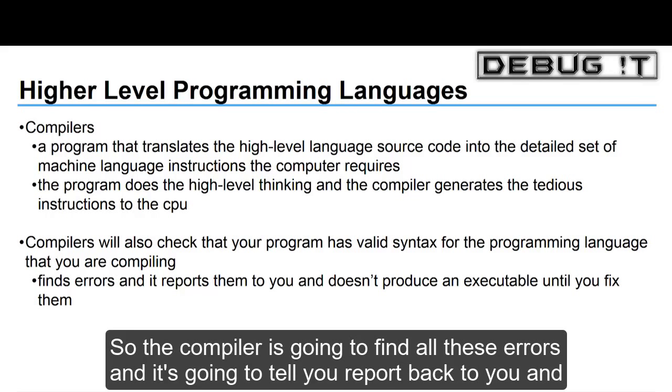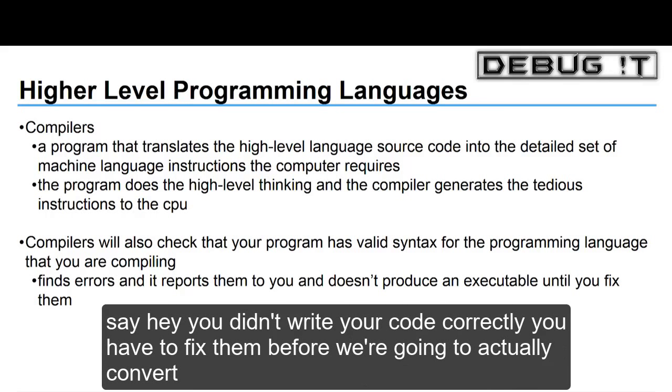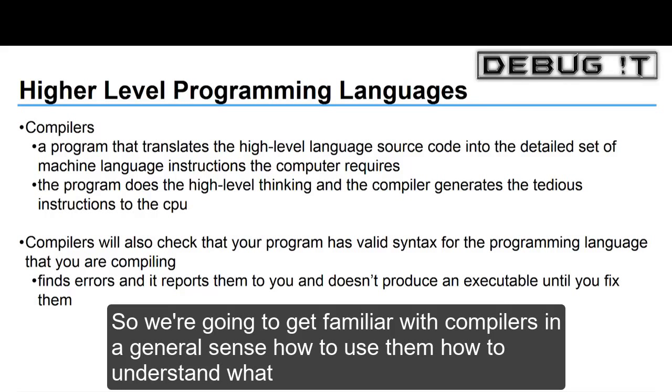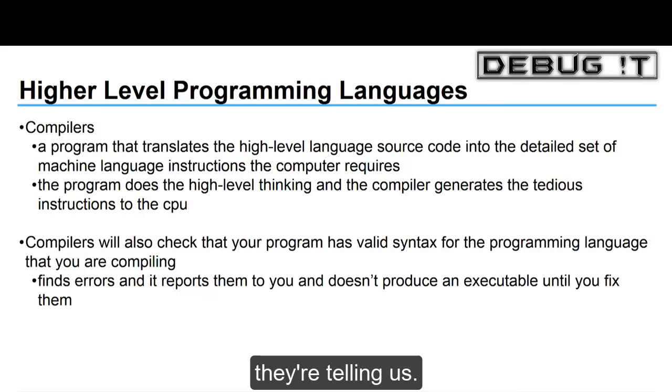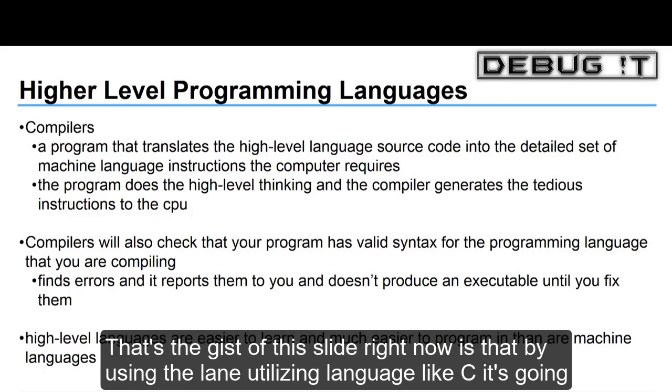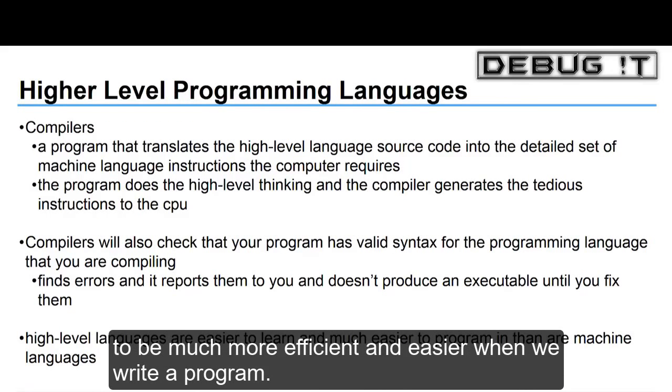So the compiler is going to find all of these errors, and it's going to report back to you and say, hey, you didn't write your code correctly. You have to fix them before we're going to actually convert this stuff to the instruction set on the CPU. So we're going to get familiar with compilers in a general sense, how to use them, how to understand what they're telling us. High-level languages are much easier to learn, much easier to program in than machine languages. That's the gist of this slide right now, is that by utilizing a language like C, it's going to be much more efficient and easier.